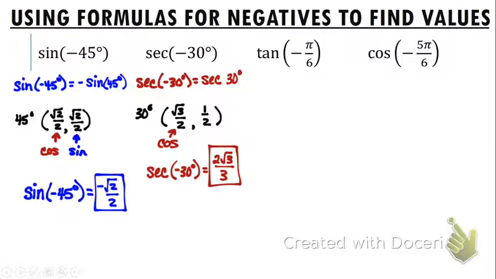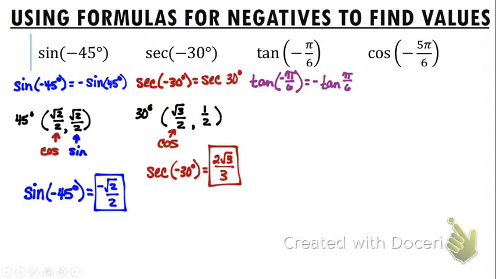How are we doing? Me? I can live with that. Is tangent even or odd? Odd. So tangent of negative pi over 6 would be the same as what? Negative tangent of pi over 6.